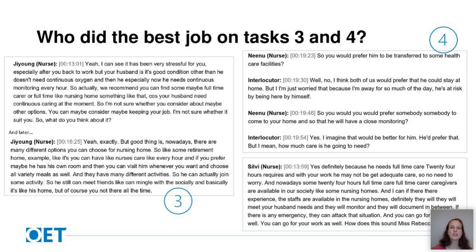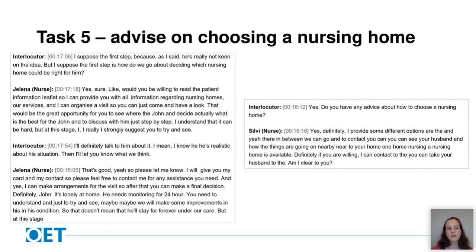The last nurse didn't really cover the options that were available, and only provided a couple of benefits for the nursing home. So that was a bit of a weakness for that nurse in those tasks. So task 5, which was to advise on choosing a nursing home, not all candidates made it to the final task, which is okay. As we talked about earlier in my top 5 tips, it's much more important to have a good conversation than to complete all of the tasks.